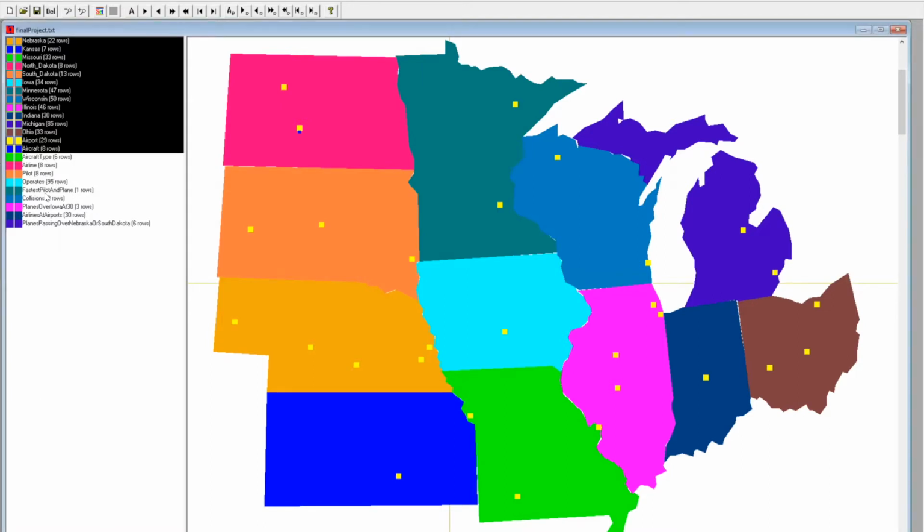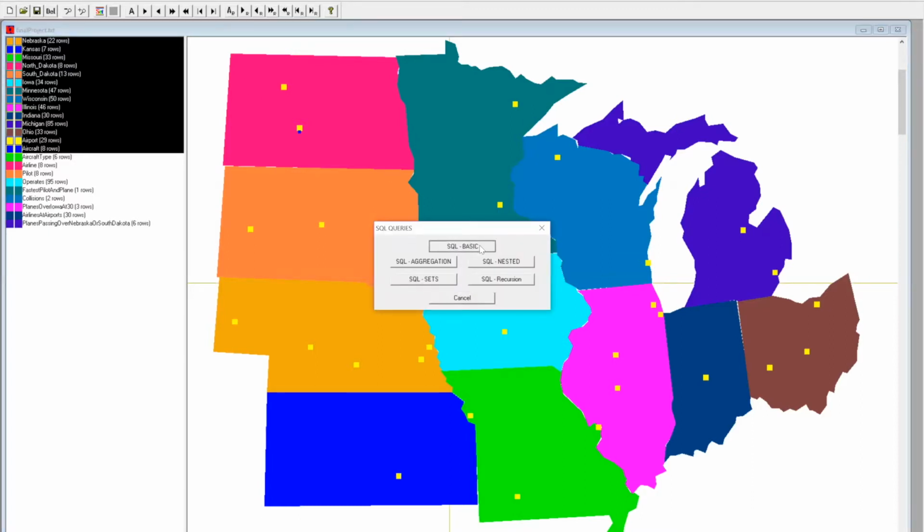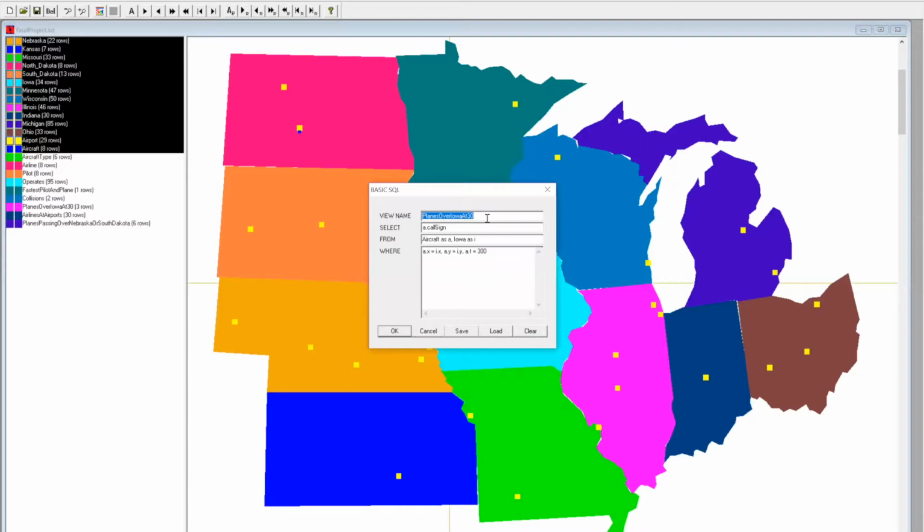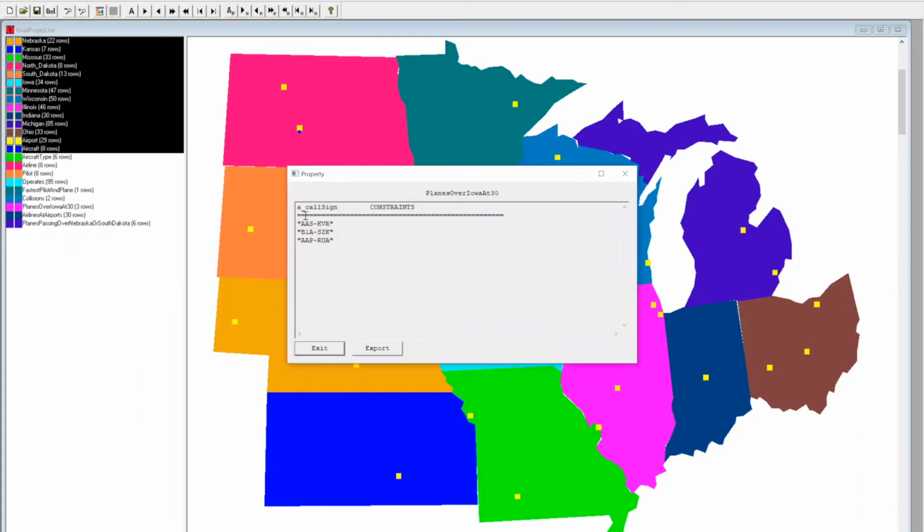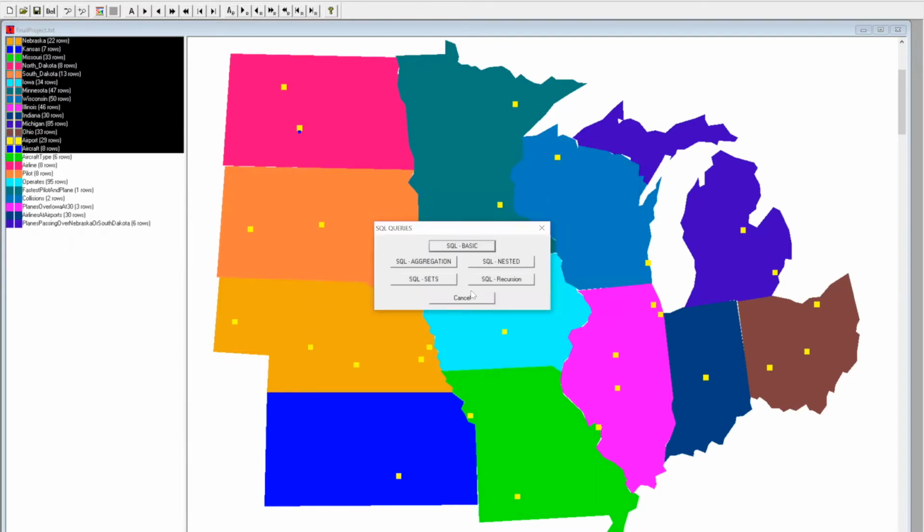To start off, we have our planes over Iowa, and this is when T equals 300. And then those are the different planes that are over Iowa at that time.